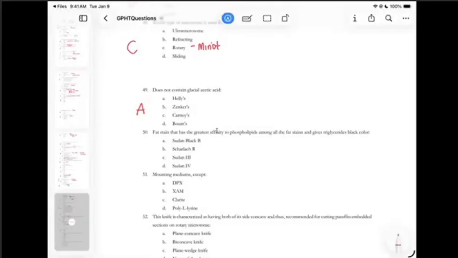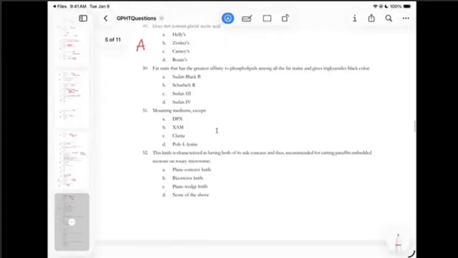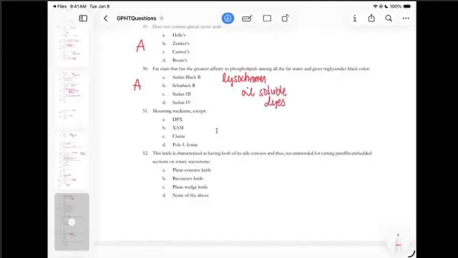So number 49, that's letter A. Number 50: the fat stain that has the greatest affinity to phospholipids among all the fat stains and gives triglycerides a black color. So this is your Sudan Black B. Sudan Black B, these are examples of lysochromes, or yung tinatawag natin oil-soluble dyes. Okay, mga lysochromes or oil-soluble dyes.